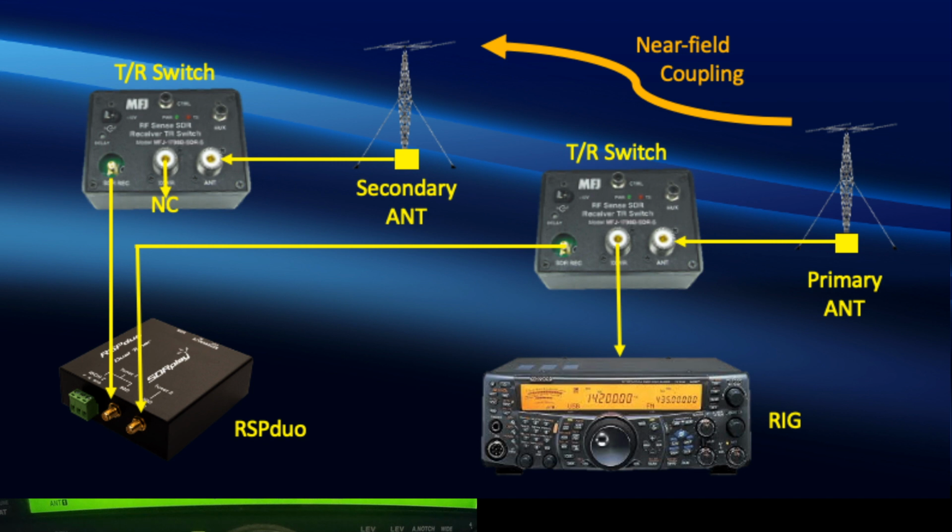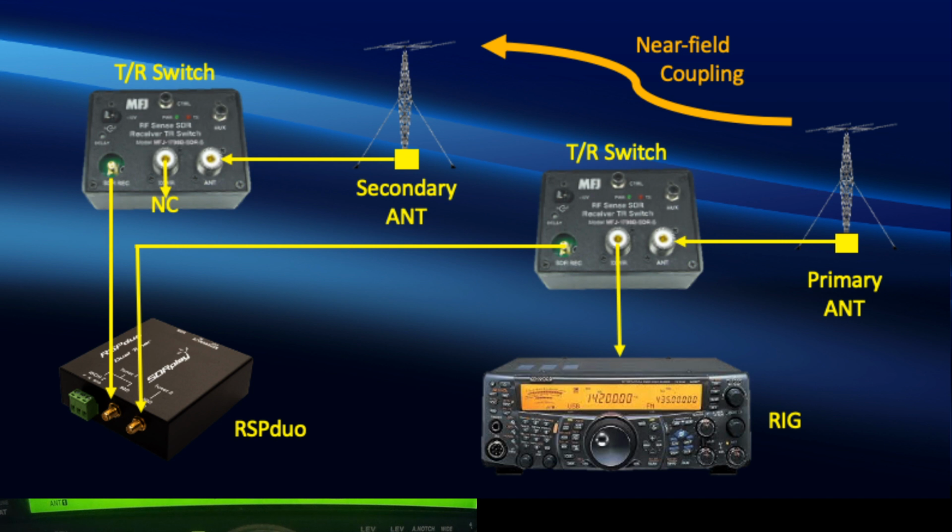Now, if the antennas are far enough apart, then there may not be any issues using it out of the box that way. But you do need to be aware of near field coupling, such that if you're transmitting 100 watts down on HF on the primary antenna, and you've got a discone or something close by, you can easily pick up a lot of RF through near field coupling. And of course, you don't want to blow up your RSP, in which case you need to take some precautions.